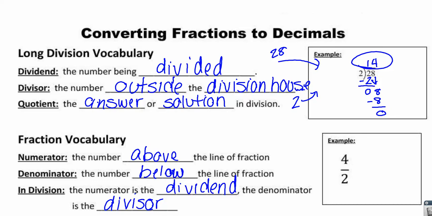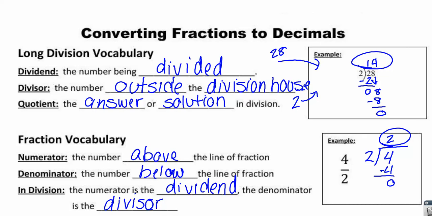So now let's talk about fractions. The numerator is the number that's above the fraction line. The denominator is the number that is below the fraction line. And in division, the numerator is the dividend and the denominator is the divisor. So when you set up this problem, the numerator goes inside of the division house and the denominator goes outside. So 2 goes into 4 2 times, which is 4. Subtract, I get 0. So my quotient in this problem is 2.